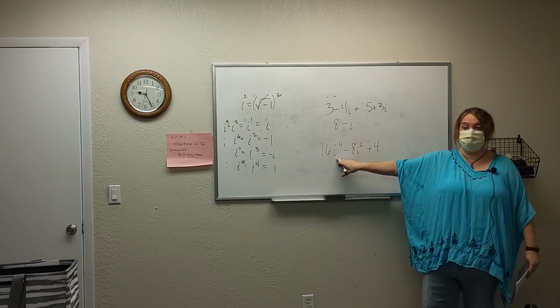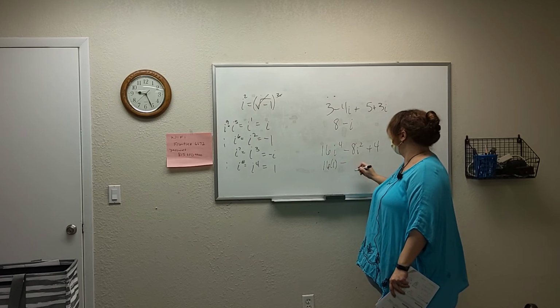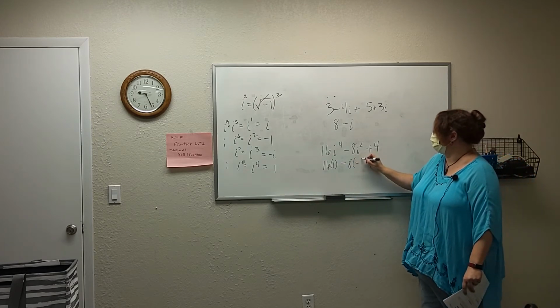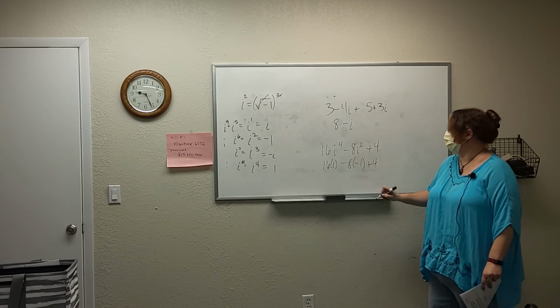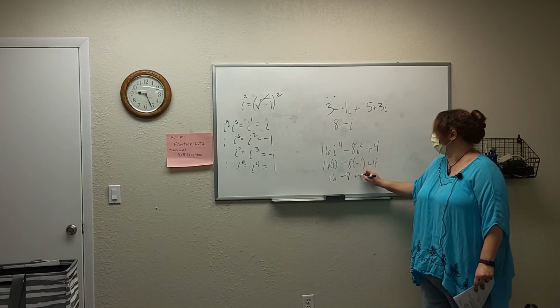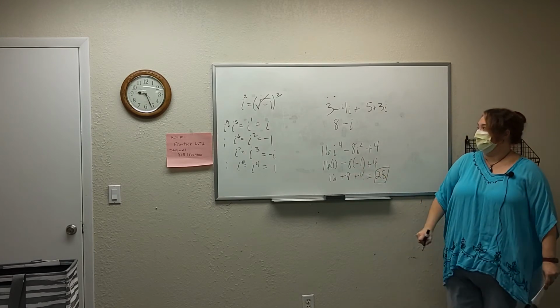What's i to the fourth? 1. 16 times 1. What's i squared? -1, because I don't know what negative is in Spanish, plus 4. Okay, so this is 16, -8 times -1 is +8, plus 4, 16 plus 8 plus 4. I believe if I mental math that correctly is 28. So you get 28.